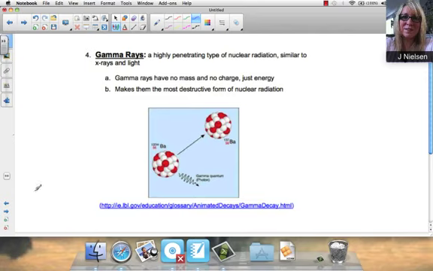Very briefly, gamma rays, a highly penetrating type of nuclear radiation similar to X-rays and light. They have no mass and no charge. They are just a ball of energy. Makes them the most destructive form of nuclear radiation. Barium-137 stays barium-137, although it's very unstable and emits a photon. Remember from other units that a photon is a packet of energy.